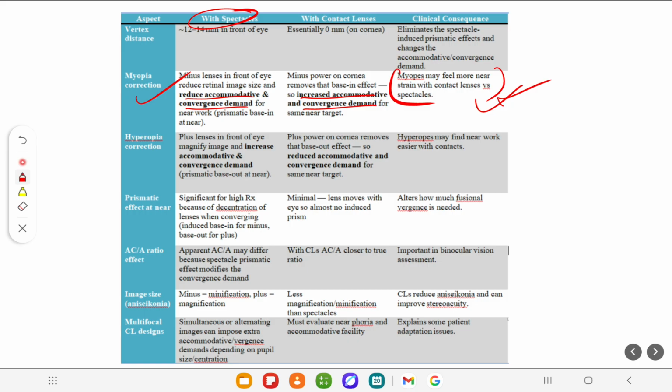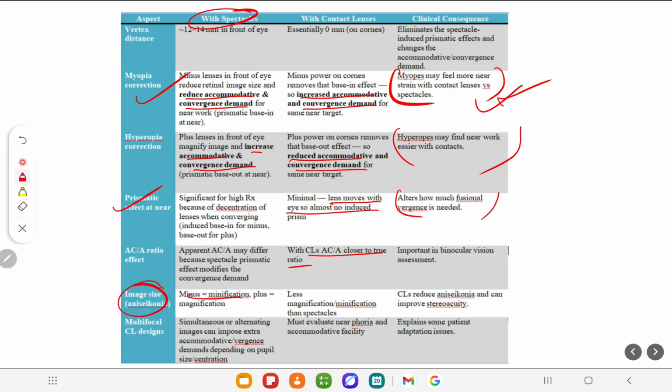That is important. I am just not going to cover it in this particular PPT. Okay, so hyperopic correction: with the spectacle it increases the accommodation and convergence demand for the hyperopic patient. But when switched to contact lenses, it reduces the accommodation and convergence demand. So what happens? Hyperopes may find near work easier with contact lenses. Another thing is the prismatic effect at near. Basically, with contact lenses, the lens moves with the eye and there is almost no induced prism, so it alters how much fusional vergence is needed. The AC/A ratio with contact lenses is closer to the true value, so that's why I'm not going to discuss the AC/A ratio. Image size, yes, that's crucial, isn't it?